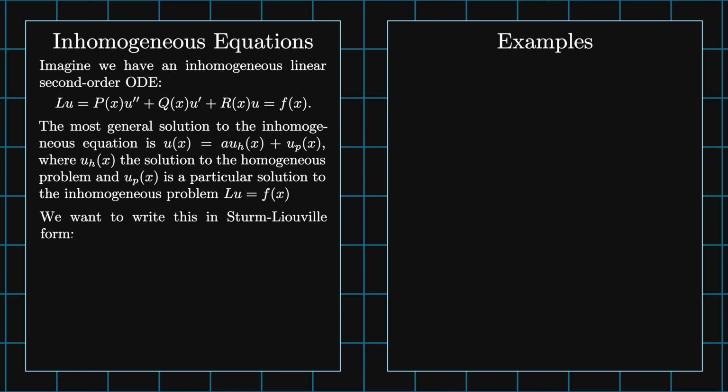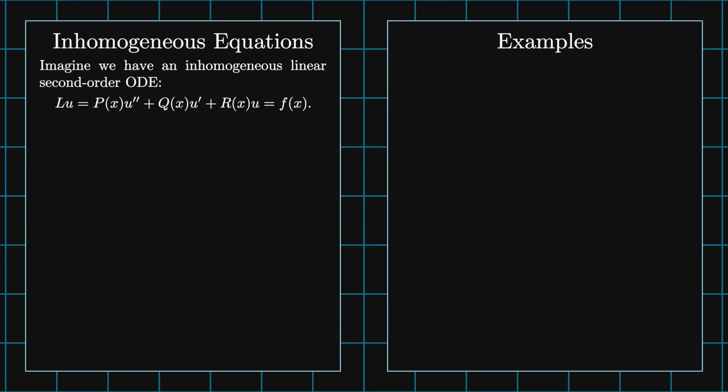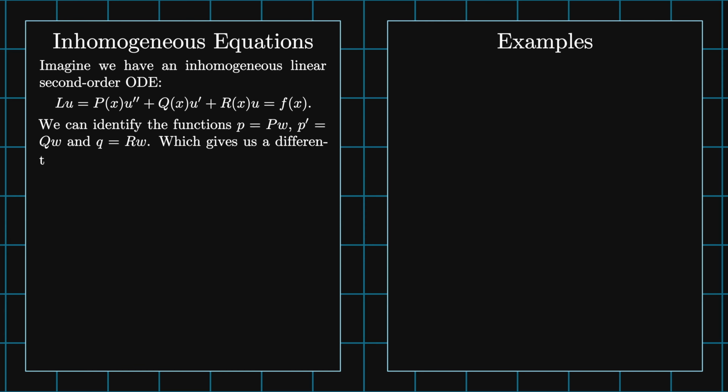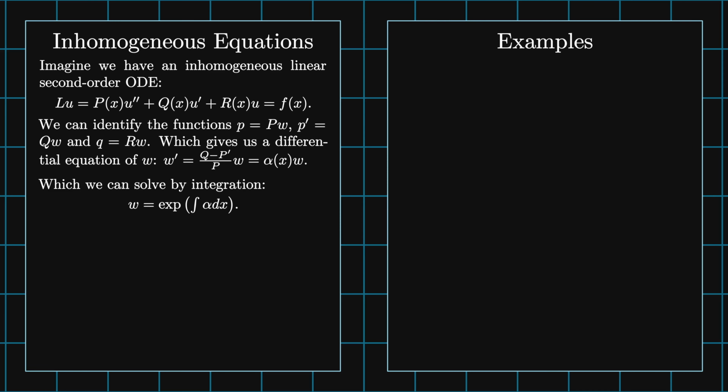We want to write this in Sturm-Liouville form. L of u equals 1 over w of x times d by dx of p of x times du by dx plus q of x times u of x equals f of x. We can identify the functions p with pw, p prime with qw, and q with rw, which gives us a differential equation for w, given by w prime equals q minus p prime over p times w, which we'll call alpha w. We can solve this by integration. W equals e to the integral of alpha dx.